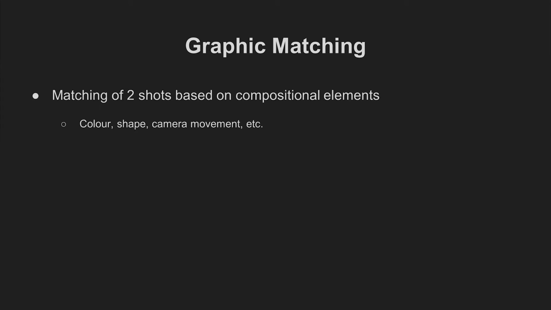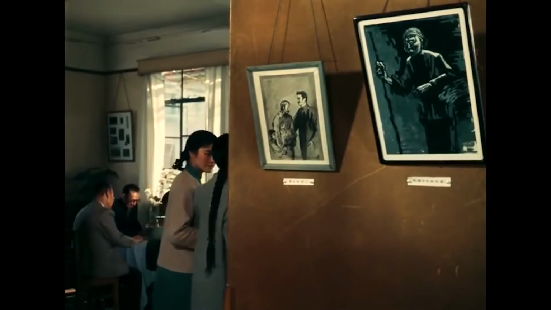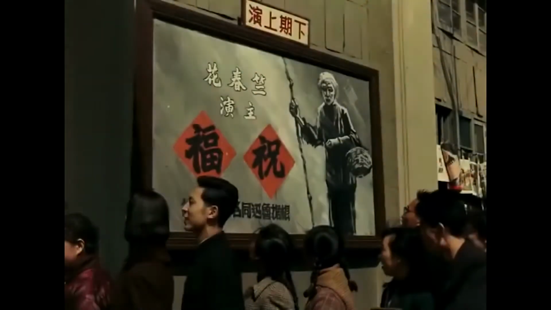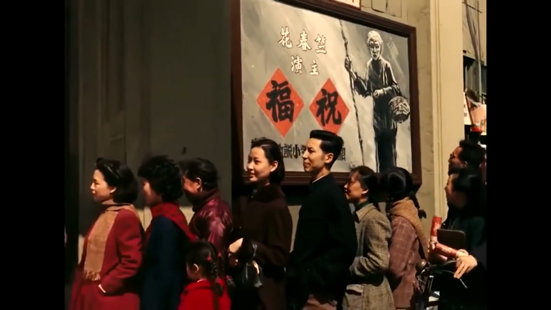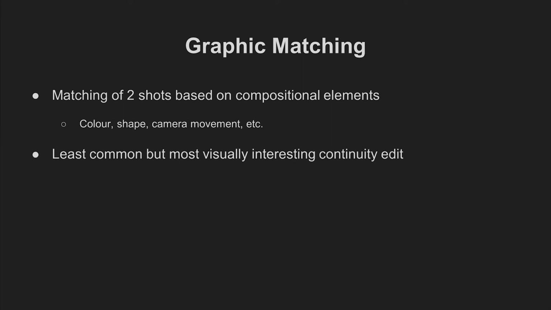The last of the continuity edits is a technique called graphic matching. It is when a pair of sequential shots match via compositional elements, such as color, shape, or movement. This is the rarest of all three techniques, but definitely the most visually interesting. When you do see a graphic match, you can sometimes expect it to be coupled with transitional effects, such as dissolve, wipe, or fade.